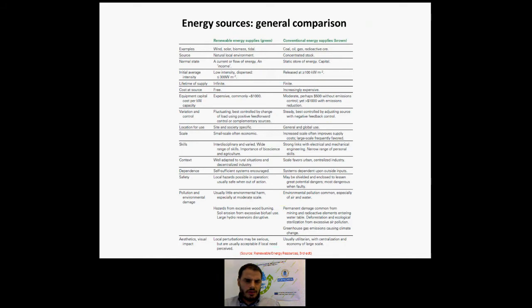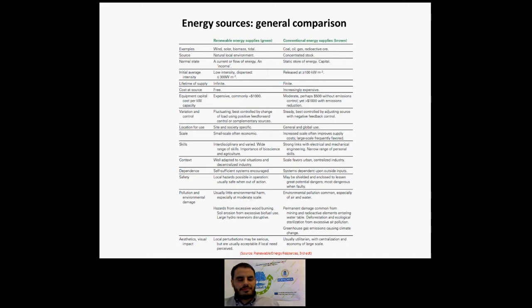The scale is small, often economic in the case of renewable energies, while increased scale often improves supply costs. Large scale is frequently favored. That was meaning in the conventional fuels, energy supplies, which we are calling that. And then the skills in the case of renewable energy: interdisciplinary and varied, a wide range of skills, with the importance of bioscience and agriculture. While in the case of conventional energy supplies, the skills were strong links with electrical and mechanical engineering and a narrow range of personal skills.